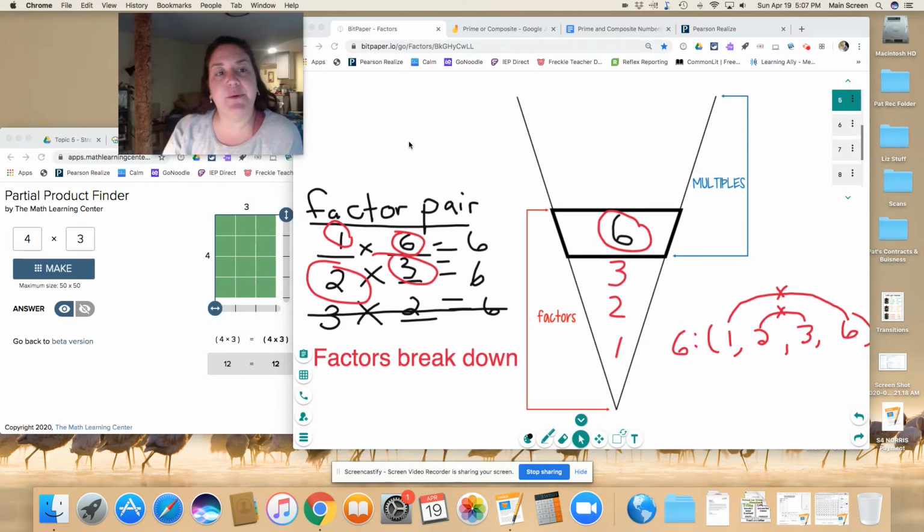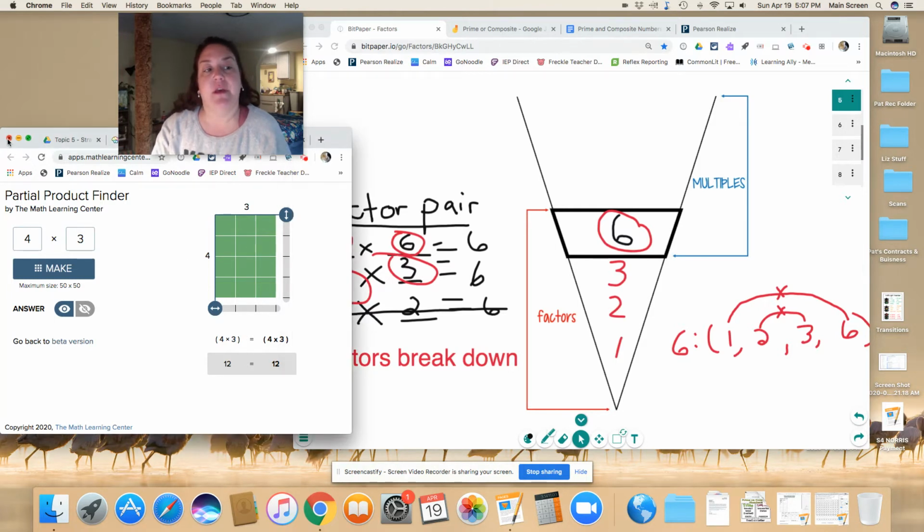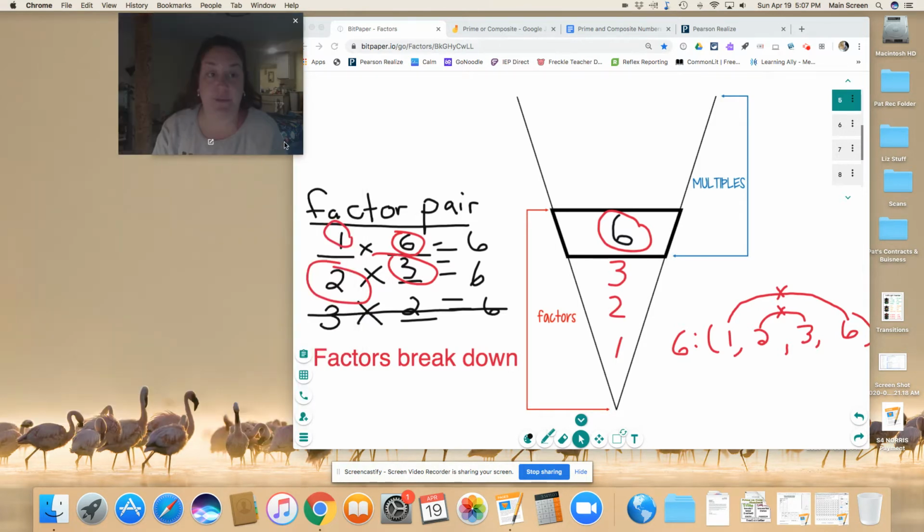I just wanted to go over briefly prime and composite numbers. It's been a couple weeks, so I just wanted to make sure that you guys understood them to complete the work that we're about to do this week.